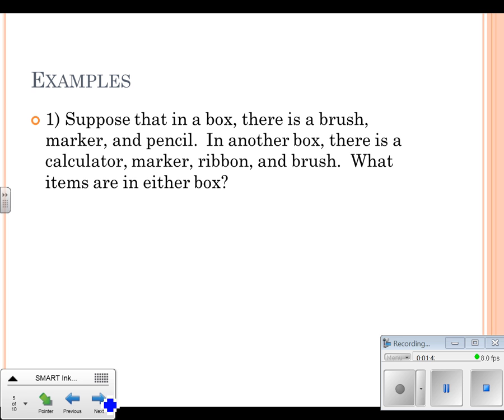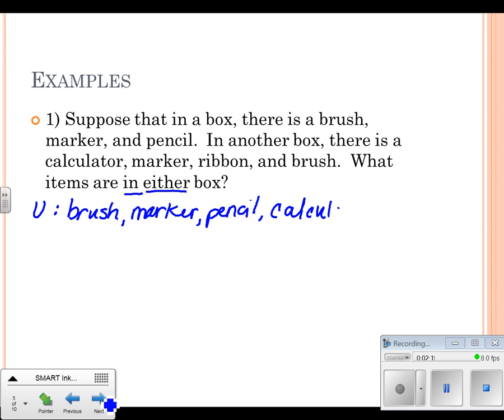Suppose that in a box there's a brush, a marker, and a pencil. In another box there's a calculator, a marker, a ribbon, and a brush. What items are in either box? So we're looking for the union. If it's saying in either box, we're looking for the union. And so the union would be everything. We would have brush, marker, pencil, calculator, and ribbon.